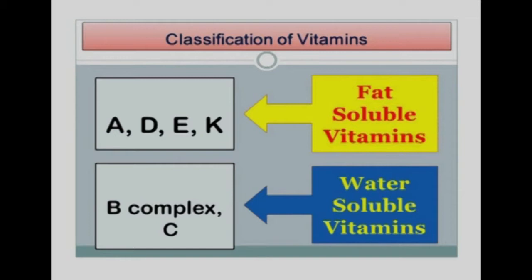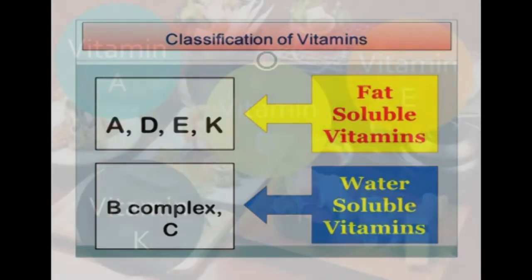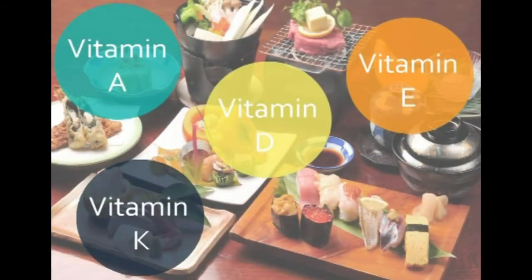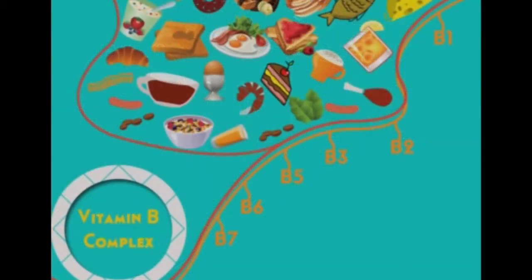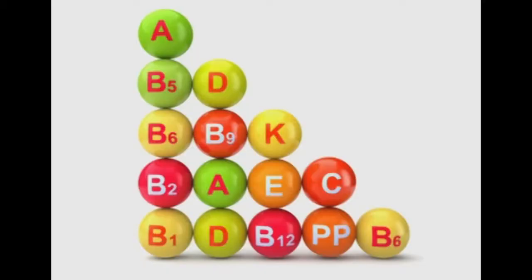We have fat soluble vitamins and water soluble vitamins. Fat soluble vitamins include vitamin A, vitamin D, vitamin E and vitamin K, whereas water soluble vitamins include B complex vitamins and vitamin C. Now we say B complex, that means it is not a single vitamin. It includes many vitamins like we have B1, thiamine, B2, riboflavin, then we have B6, niacin, folic acid, B12, so on and so forth. So that's why it is called B complex.